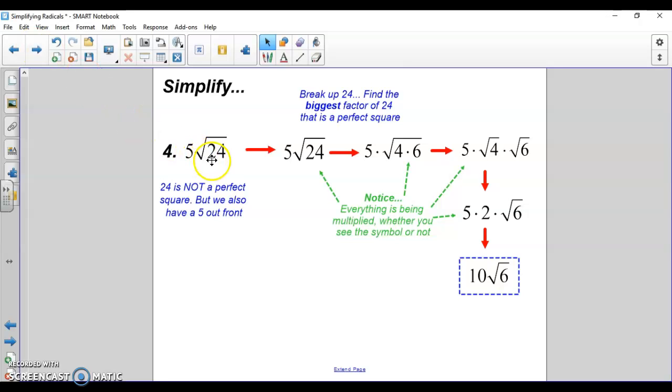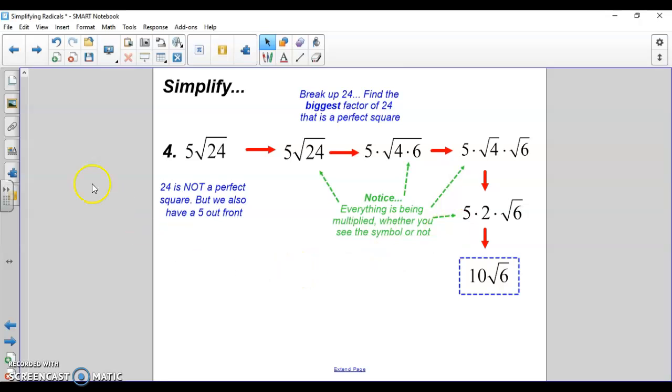We have 5 radical 24. 24 is not a perfect square, but we do have a number out front. That's where it's different on this one. All that's different in this, so I still find the biggest factor of 24 that's a perfect square, and that's 4. Square root of 4 times square root of 6. Square root of 4 is 2. Everything is being multiplied, so 5 times 2, when it comes out, ends up being 10. And then it's 10 radical 6. So whatever's out front gets multiplied by whatever comes out of the radical there. So in this case, it's 10 radical 6.